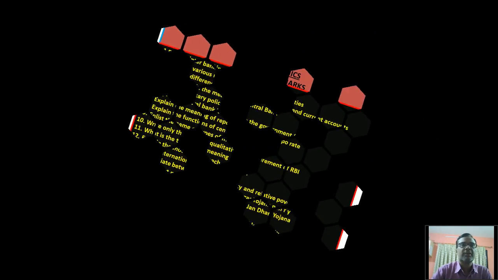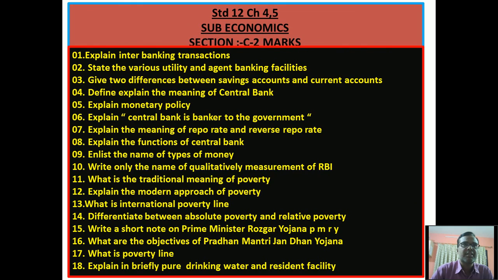Now you can see here for Section C, 2 marks each. Question number 1, explain interbanking transaction. Question number 2, state the various utility and agents banking facilities. Question number 3, give 2 differences between savings accounts and current accounts. Question number 4, define and explain the meaning of central bank.